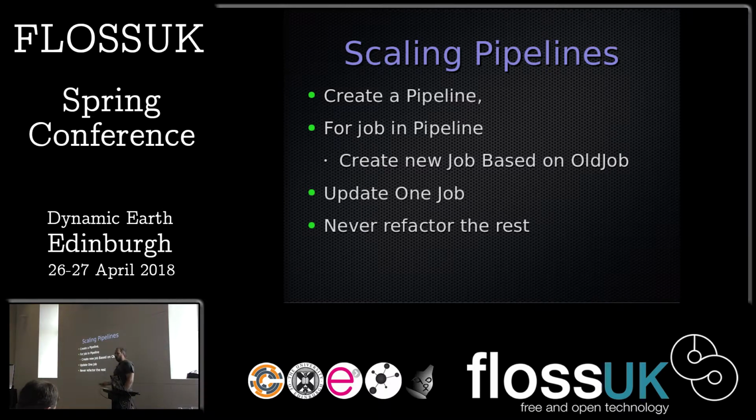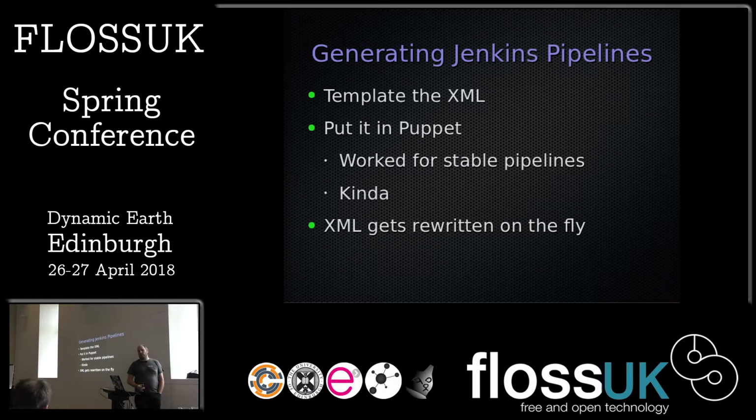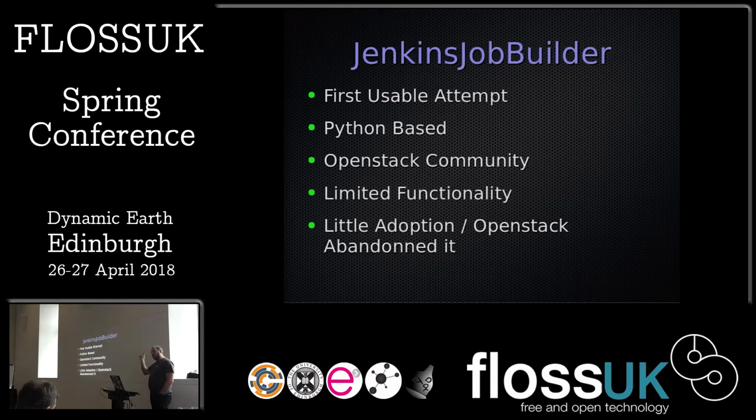So we fail to maintain our pipelines. We improve some pipelines, but we don't improve them all. You click on the one and you don't change the others. So we start generating pipelines the ugly way. Jenkins uses XML. Who likes XML? So we templated the XML. It kind of worked, but not really. Then there's the OpenStack community with a Python-based approach. It kind of worked, but it was really limited, and a lot of the functionality we wanted didn't work. So it was not hugely adopted. Eventually the OpenStack community abandoned it themselves.